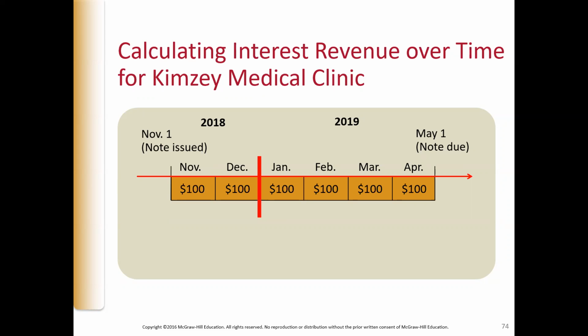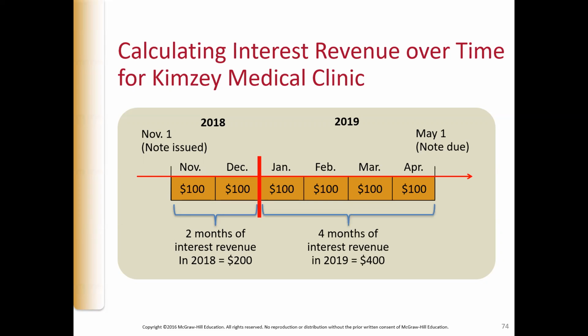Then, when the note is due on May 1st, those 4 months of interest would be interest revenue. So at the end of 2018, we would need to record interest receivable and a credit to interest revenue to report that revenue in the current period that it was earned.